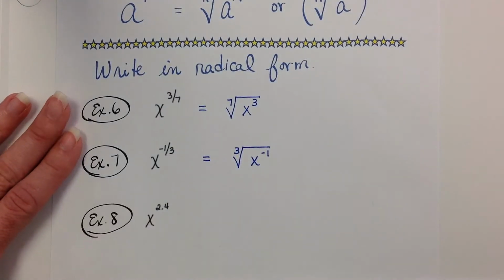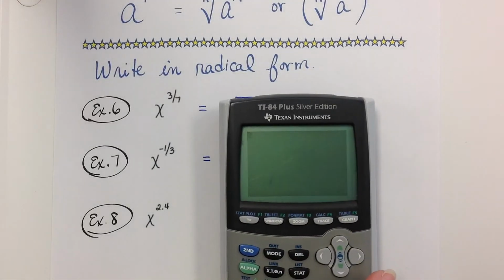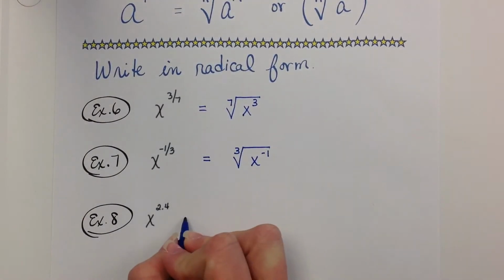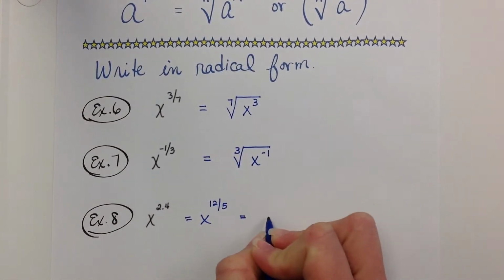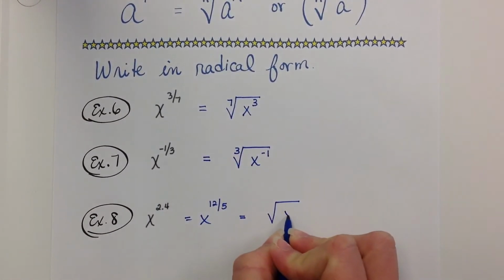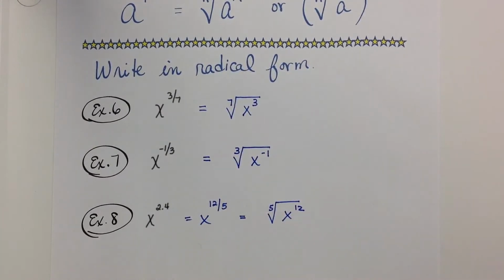All right, the last one here, we have 2.4. What you would have to do anytime that you're given a decimal, and you can use your calculator to do this, if you remember, you can just type it in. Let me put my calculator up here a second. I can put in 2.4, go to math and change it to fraction. So that would be the same thing as 12 over 5. So we're going to rewrite it as x to the 12/5. Now change it over to radical form. So again, your base is x, your bottom number tells you your root, your top number is your exponent.